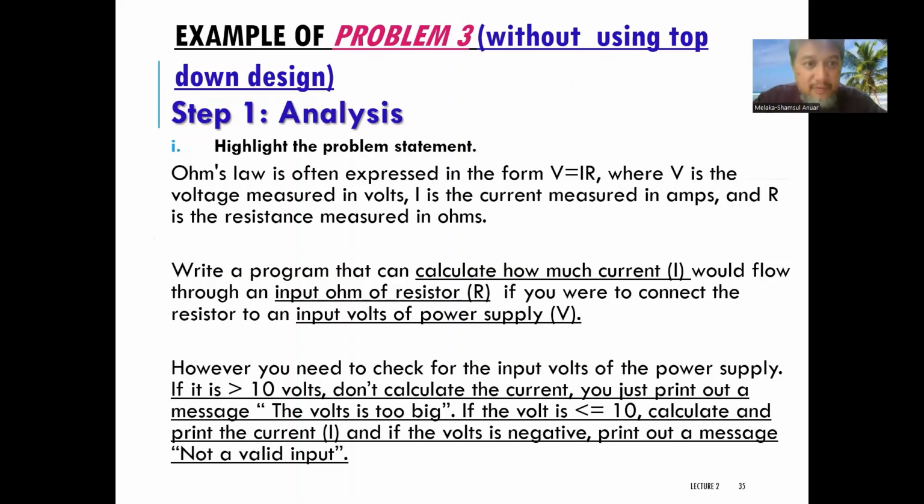So step 1, analysis. This is probably a different problem. Ohm's law is often expressed in the form of V equals IR. V is the voltage measured in volts, I is the current measured in amps, and R is the resistance. Write a program that can calculate how much current I would flow through an input ohm of resistor R if you were to connect the resistor to an input volts in power supply V.